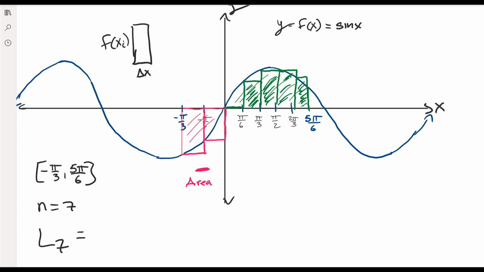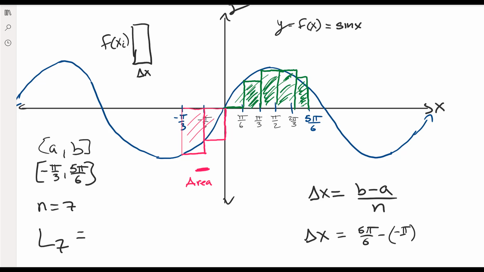So for our first rectangle that we're going to add up, we got 1, 2, 3, 4, 5, 6, 7 of them. Weird, I broke them up into 7. Let's go find that width. Let's go find that change in x. So the change in x is equal to b minus a all over n. But we have all that stuff. There's a and b. So b is 5π/6.